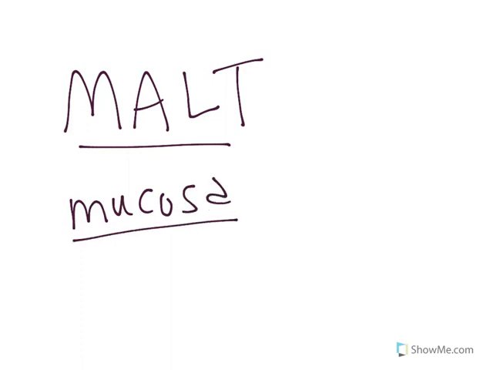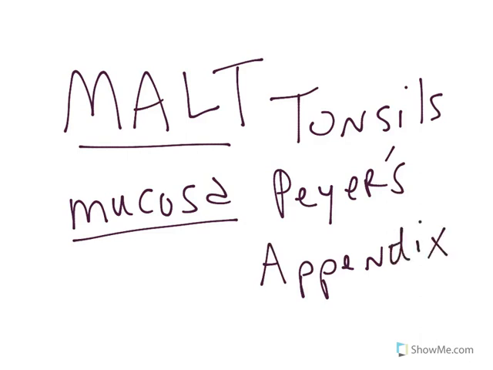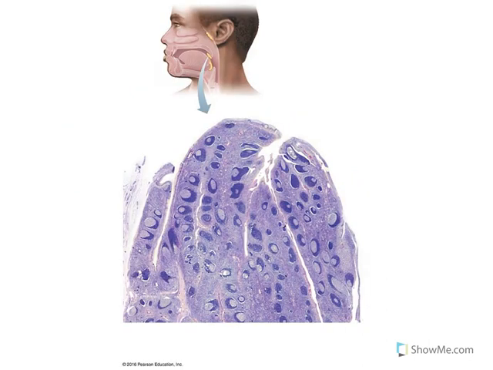Okay, mucosal tissue. So the type of epithelial tissue, the ones that we're going to focus on are tonsils, what are called Peyer's patches, which I already mentioned, and the appendix. These three things are all MALT, which are a specialized type of lymphoid tissue. The first type of MALT, the tonsils.